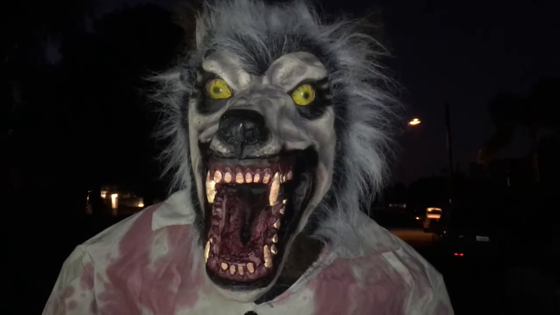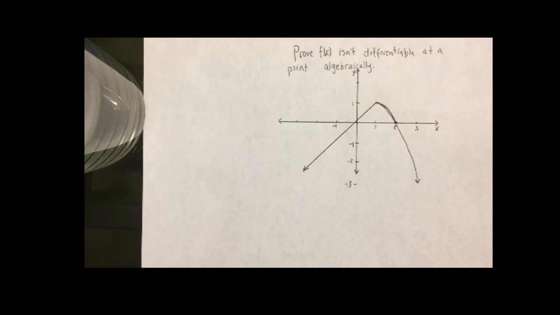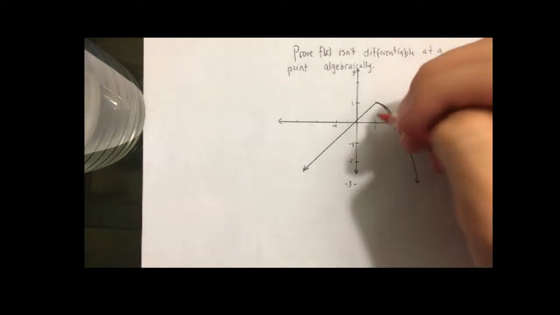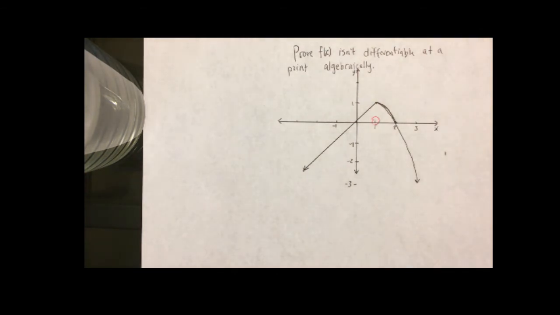Solve this math problem. Alright, now that we know how to use tangents to find points where the graph is not differentiable, we see there's a corner or a change in the slopes at x equals 1. That's a start, but now we need to do it algebraically.